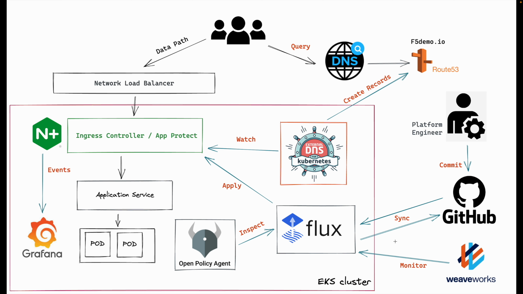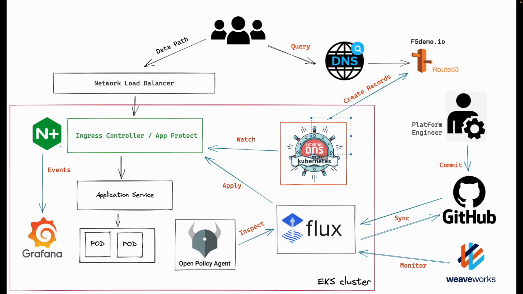So the flow will be as follows. I will log into GitHub as a platform engineer or the cluster admin, and then I will create the Ingress controller objects, which are the policies and the virtual server that references those policies and the published application. And I will commit that. As soon as I commit it in GitHub, Flux will detect that and it will sync these new objects. And then before applying them, it will send them to OPA Gatekeeper for inspection. And if OPA approves, then this will be applied to the Ingress controller to publish the application.